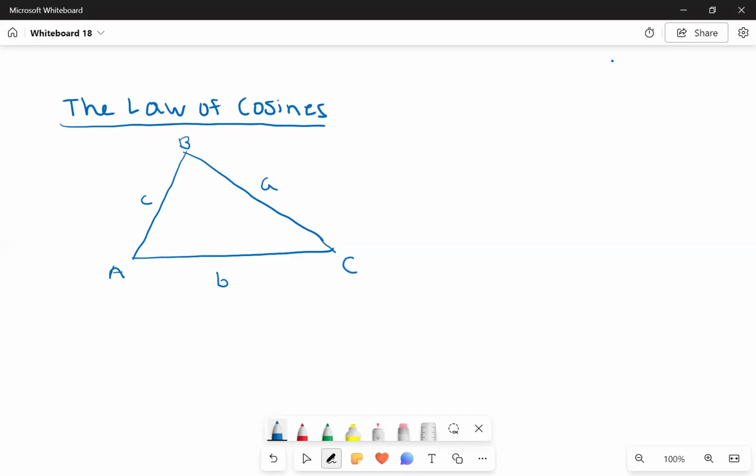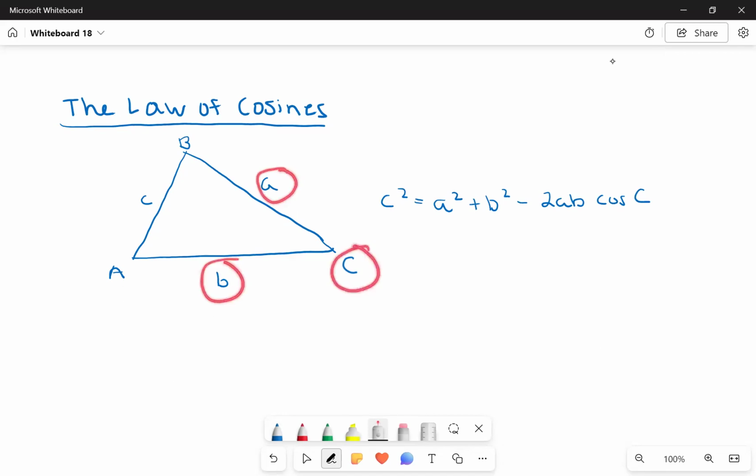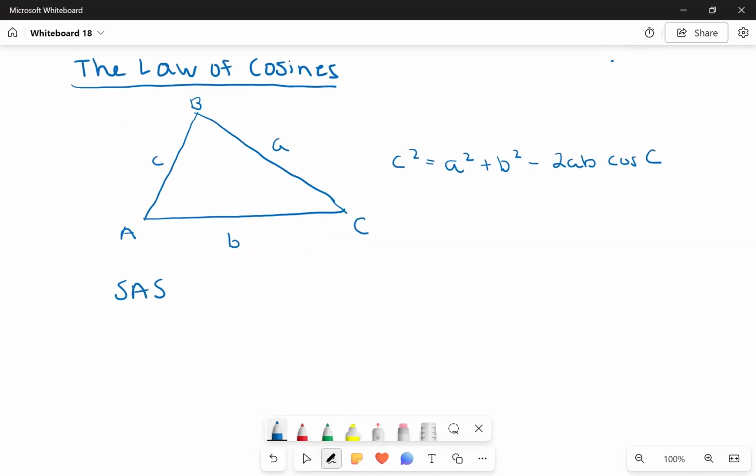All right. So the law of cosines says c squared equals a squared plus b squared minus 2ab times the cosine of C. What that means is that if we have side A and side B and the angle C, then we can find the missing side. That would mean we have side, angle, side. So let's look at an example and use the law of cosines.